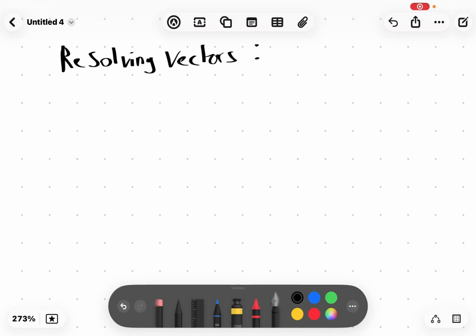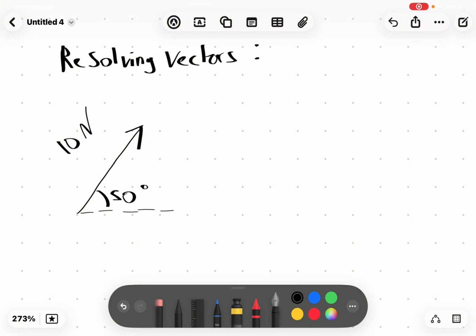Okay, hello everyone. Today I would like to talk about resolving vectors. A vector has a direction and a magnitude. Magnitude is its strength, for example, 10 newtons, because force is measured in newtons, which we should already know. And then the direction is the angle, let's say, for example, 50 degrees.